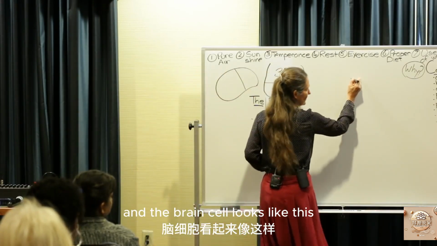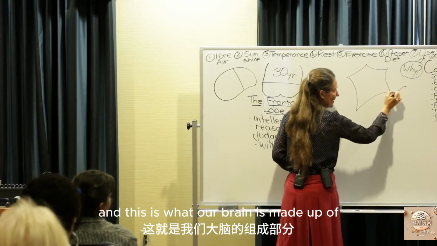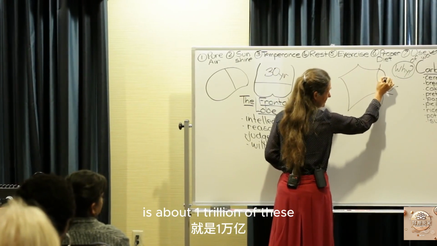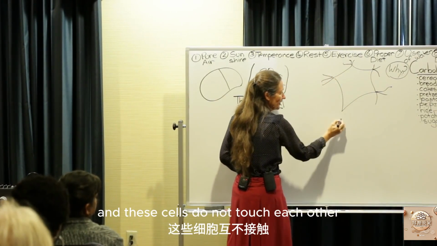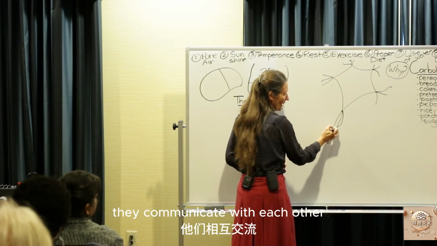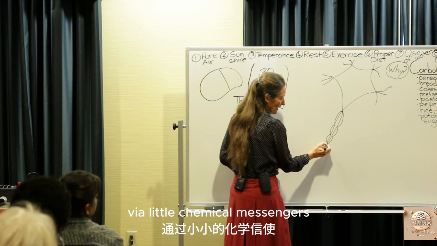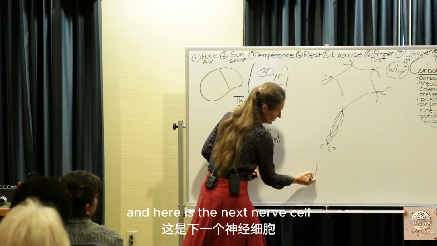And the brain cell looks like this. And this is what our brain is made up of, about 1 trillion of these. And these cells do not touch each other, they communicate with each other via little chemical messengers. And here is the next nerve cell.